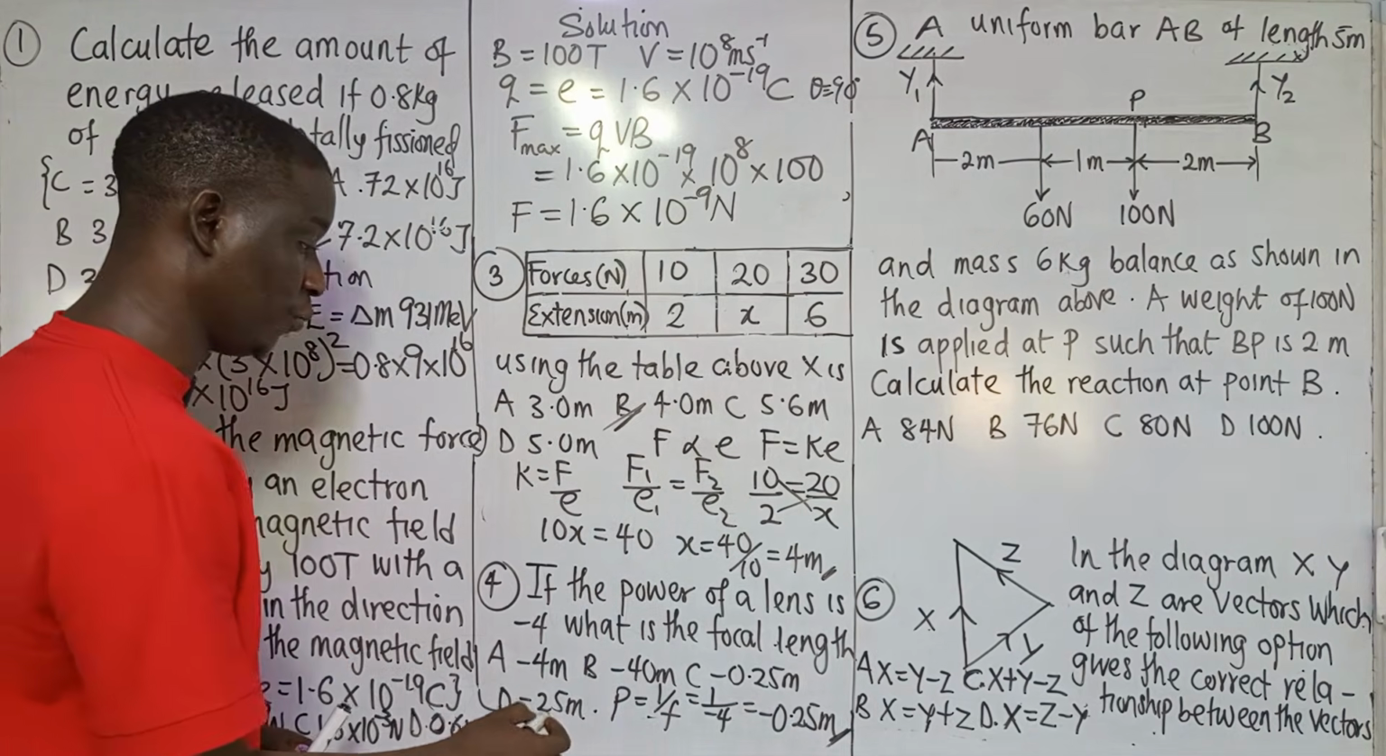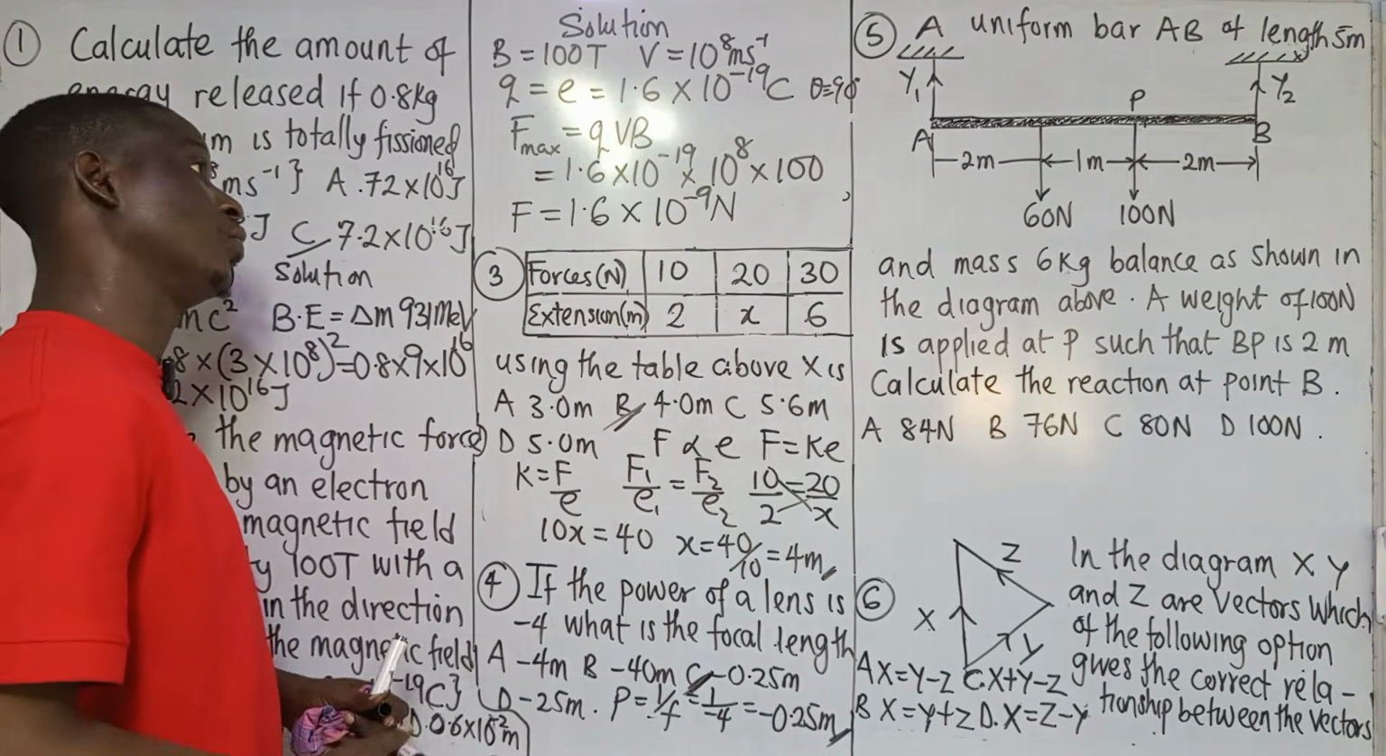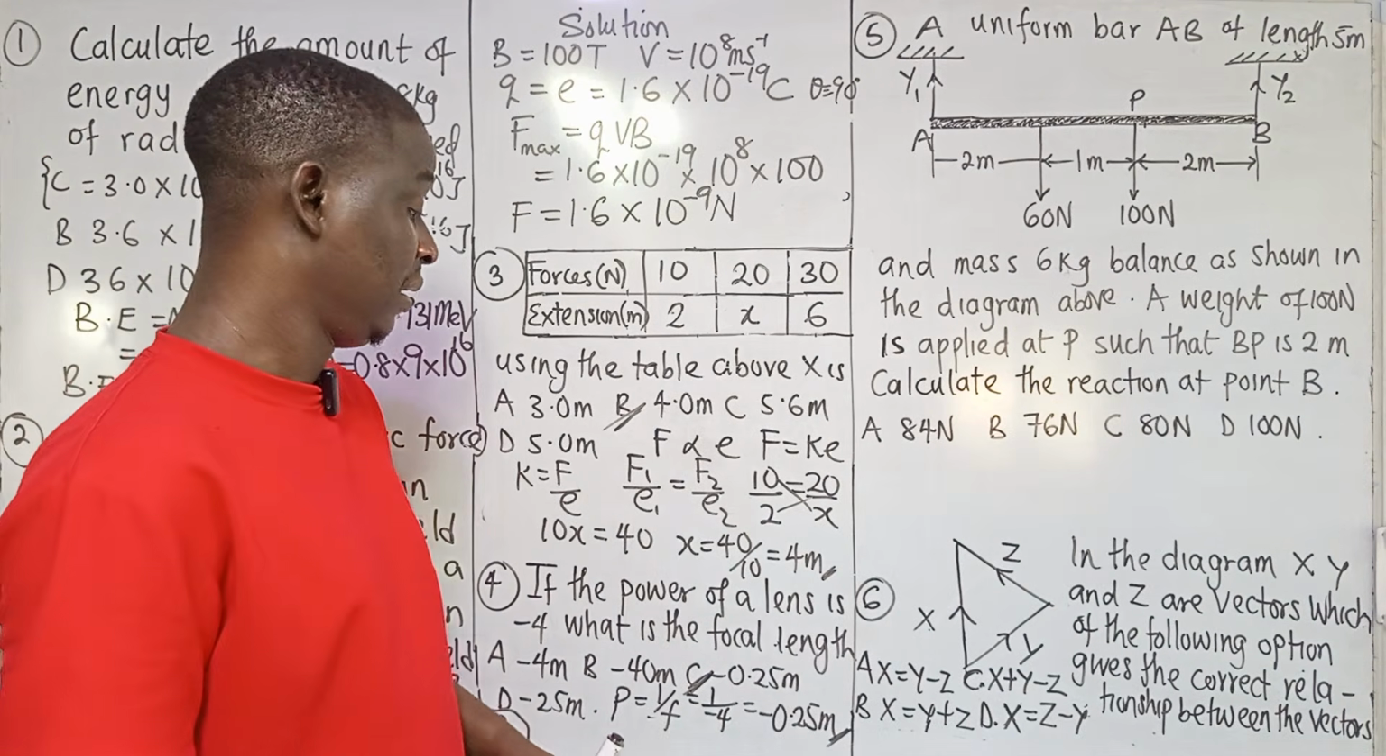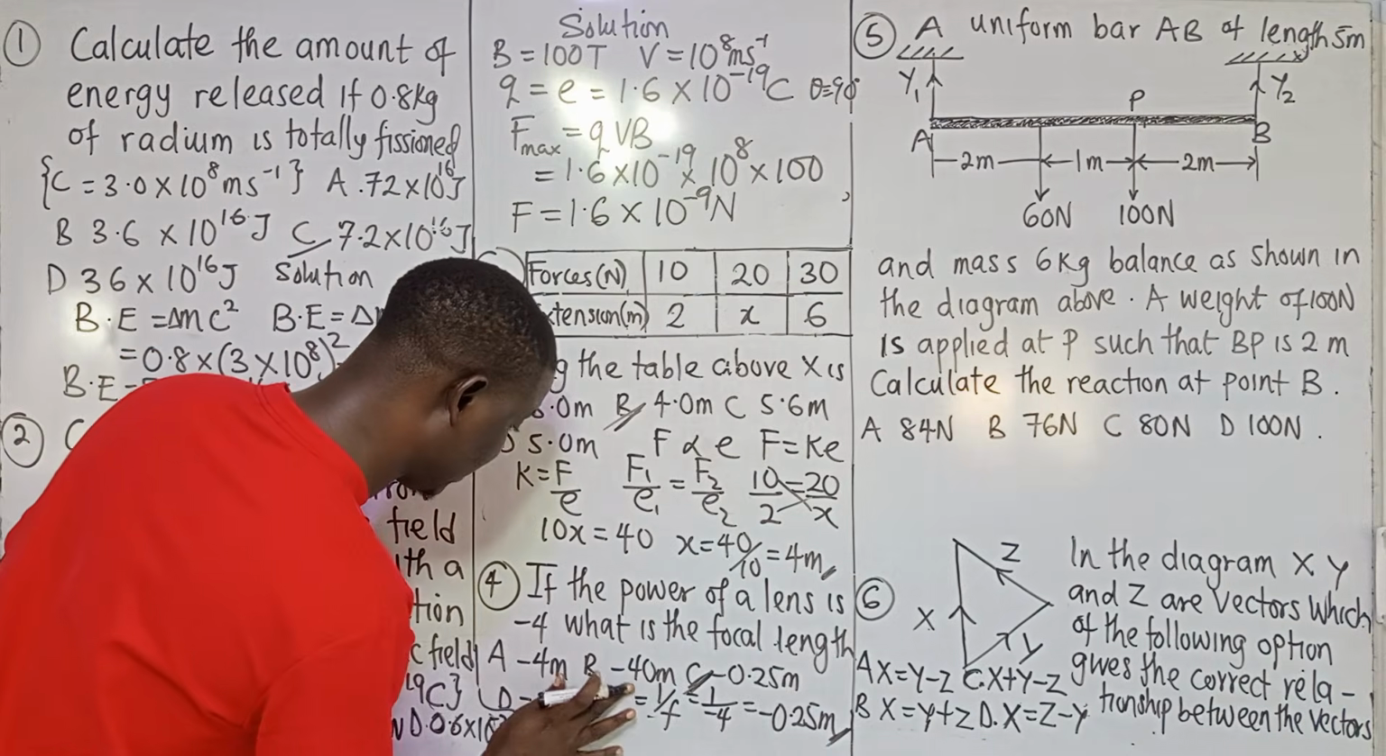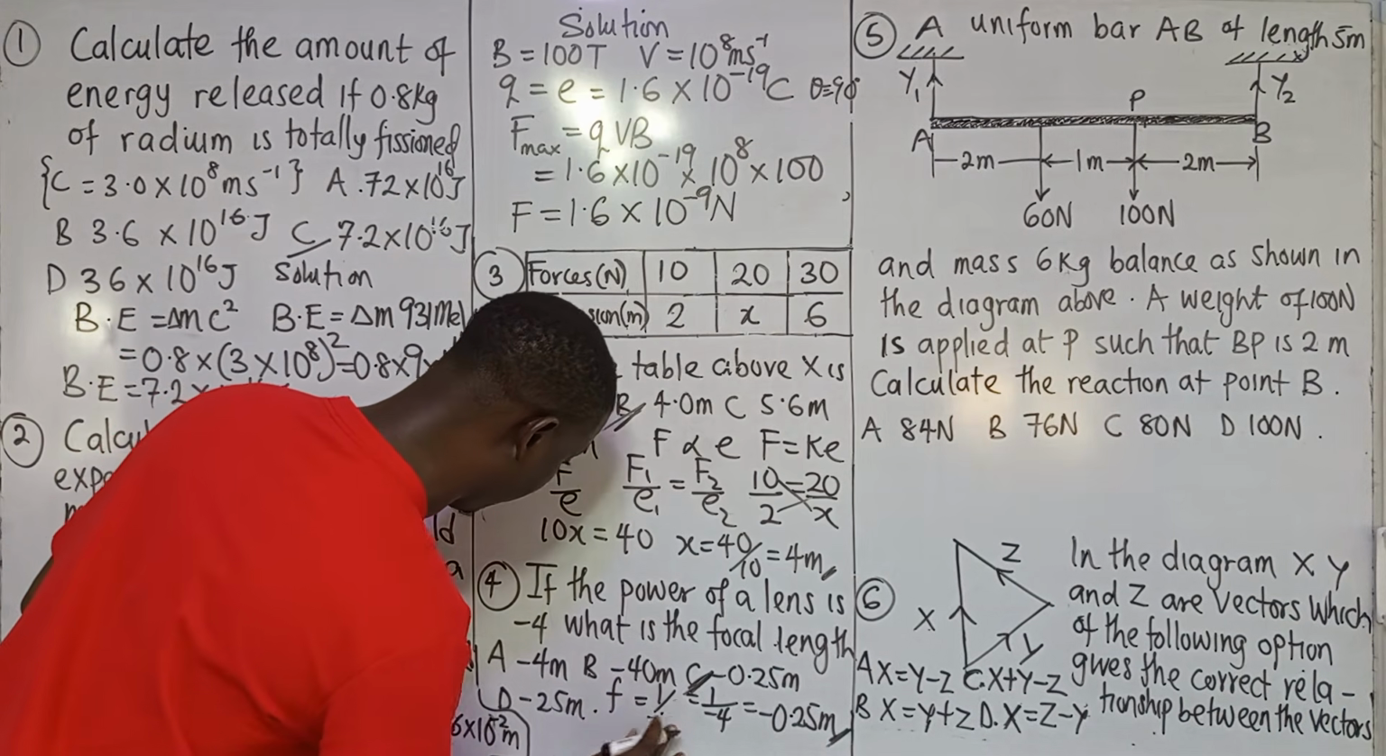So that will be option C. Take the inverse of that power. Don't forget that this is the power and this is F.